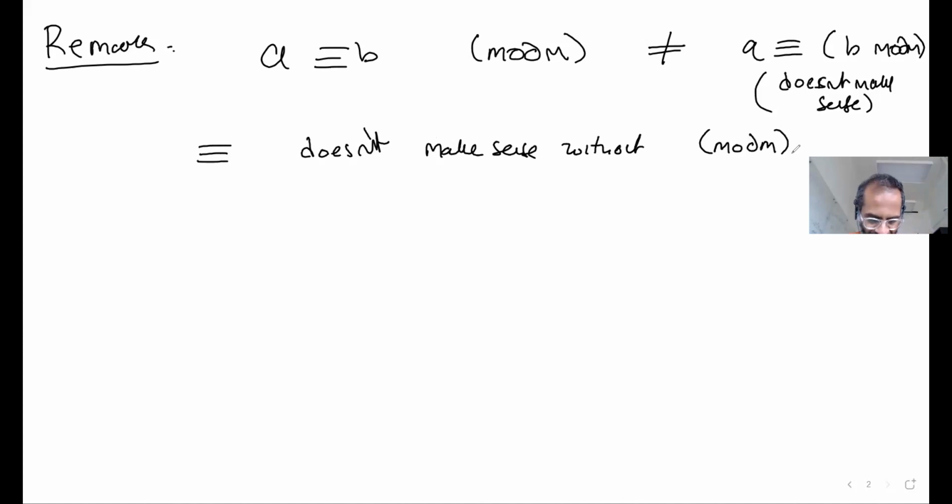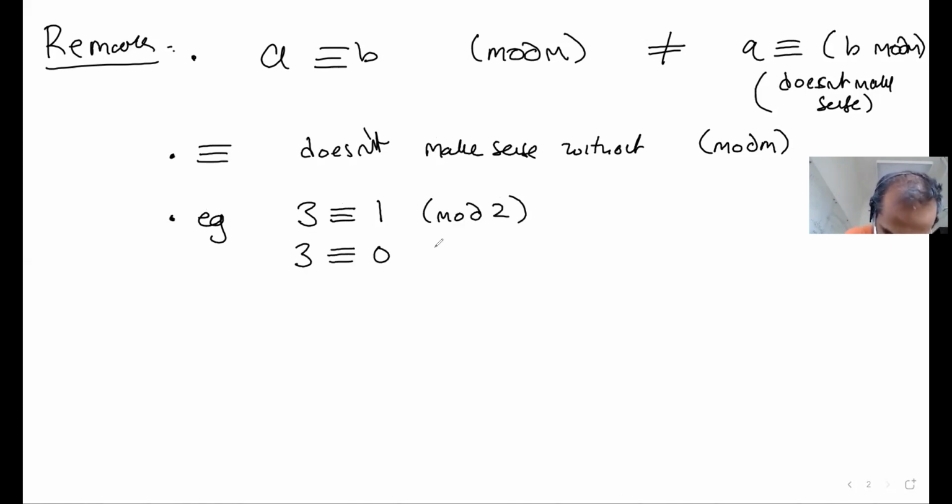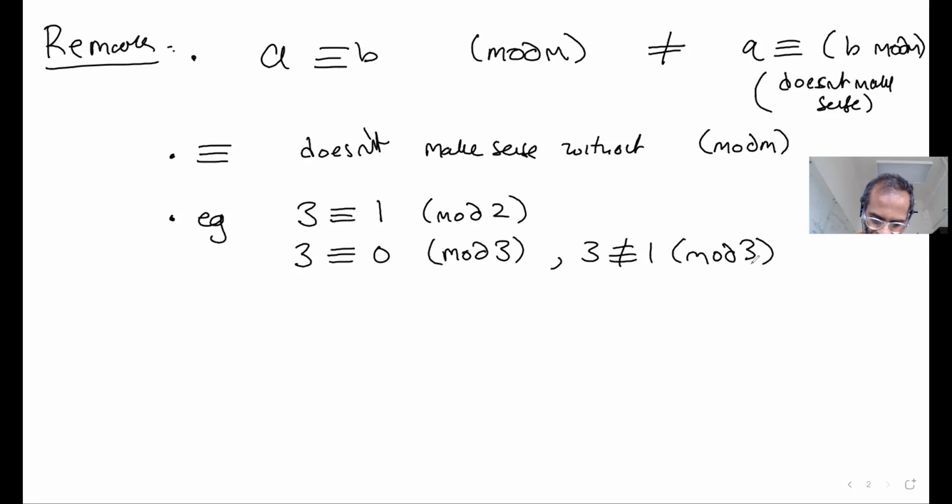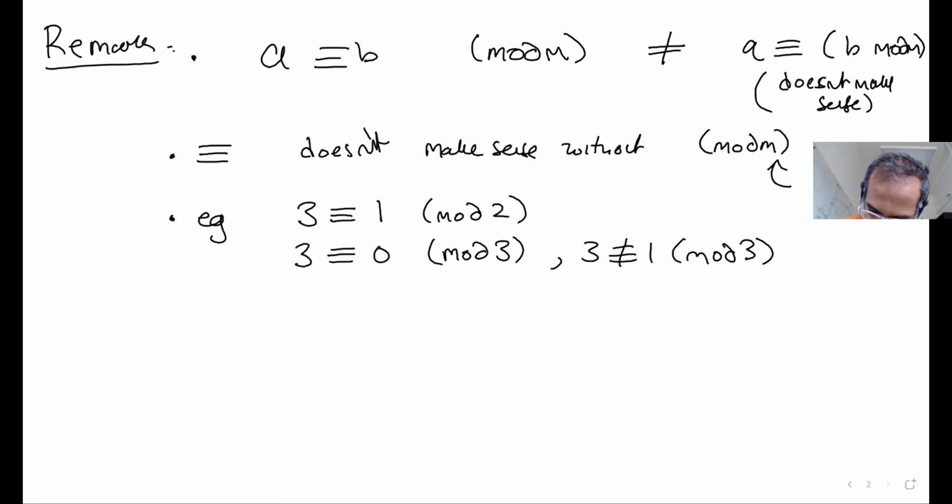Why is that? Well, because the M is part of the definition, right? Whether or not two numbers are congruent mod M depends on what M is. For example, 3 is congruent to 1 mod 2, but 3 is congruent to 0 mod 3, right? So if you change the M, then numbers which were congruent may not be congruent anymore. So 3 is not congruent to 1 mod 3. So this M is very important. You must always keep track of this M.